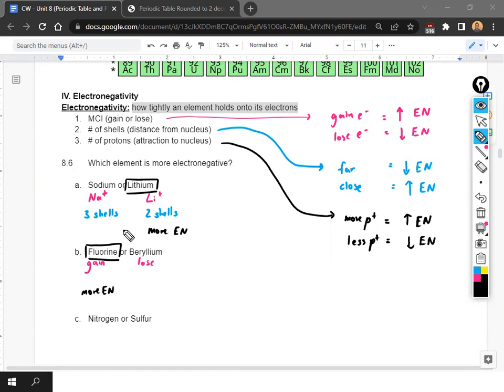Okay? No, beryllium's trying to lose because beryllium wants to become Be2 plus. It's a positive charge, which means it loses.